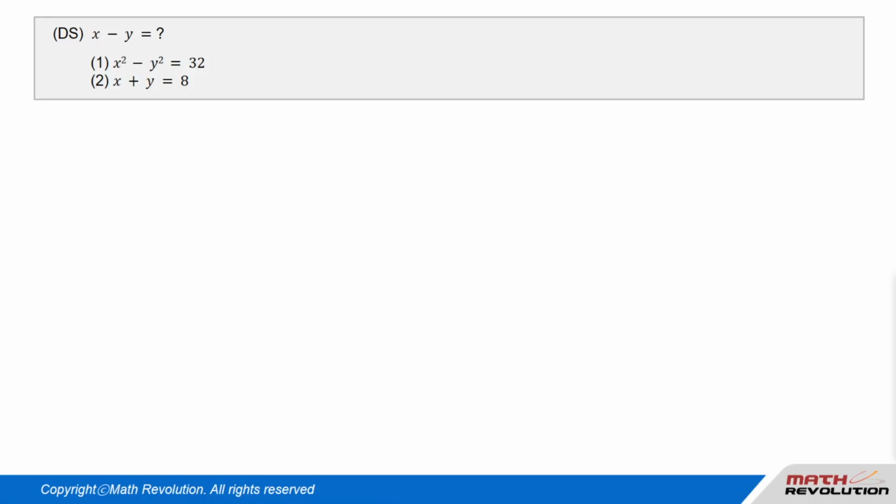Question. DS. x minus y equals what? Condition 1. x squared minus y squared equals 32. Condition 2. x plus y equals 8.